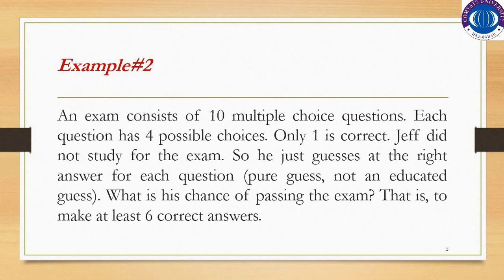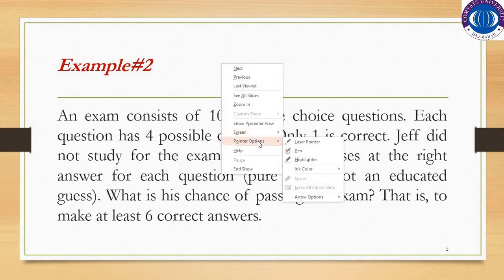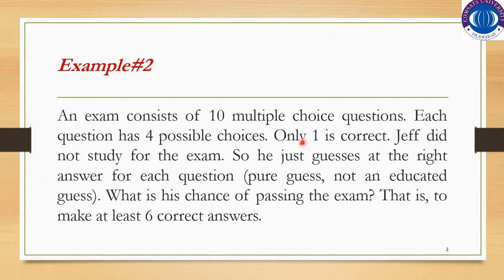Now, if you concentrate on the scenario, you come to know that Jeff is a guy who did not study for the exam and he is just guessing the right answer for 10 multiple choice questions. You have to find out the chance of passing the exam, and the condition is that he should mark at least 6 correct answers.